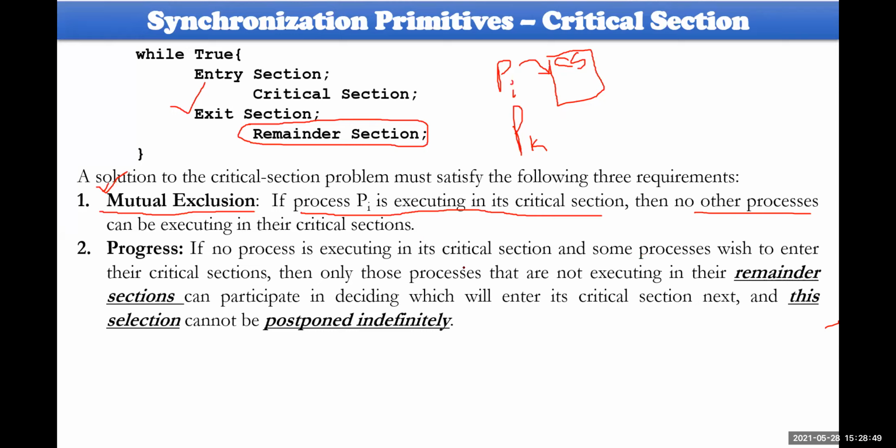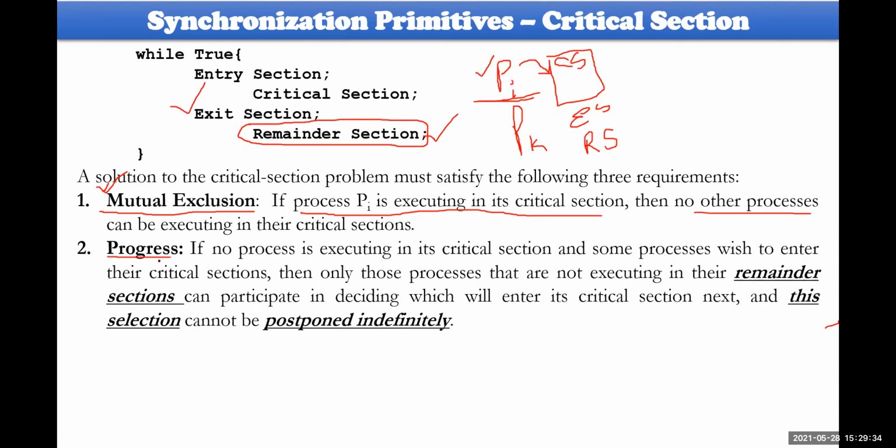The second property which must be followed by the critical section is progress. When process Pi has executed its critical section, the exit section is also completed, and it is in the remainder section, the operating system or synchronization mechanism must take care of who is next to enter the critical section. After Pi comes out of the remainder section, one more process will obviously be given a chance to execute its critical section. That is what progress means.